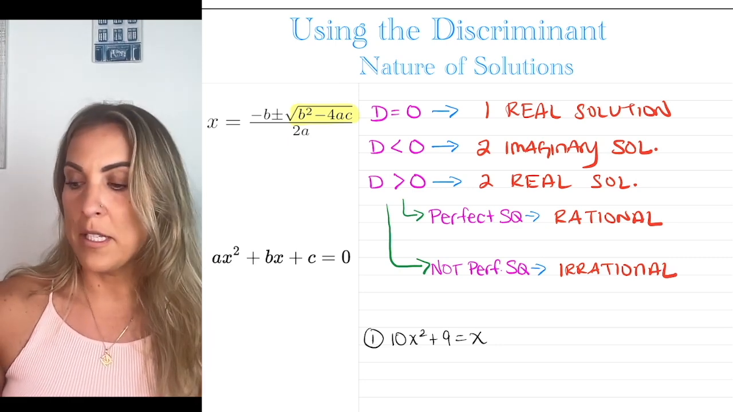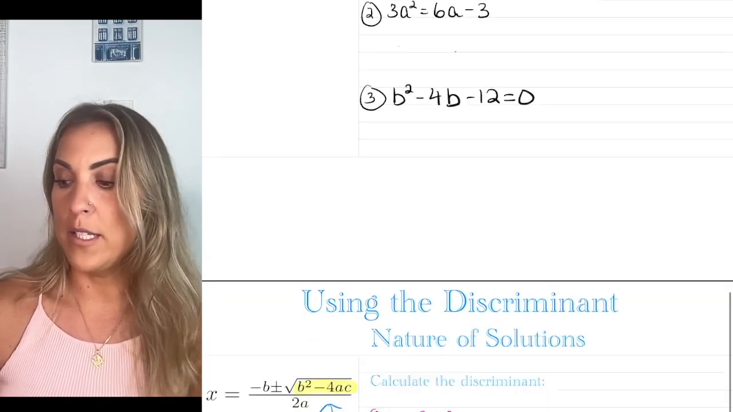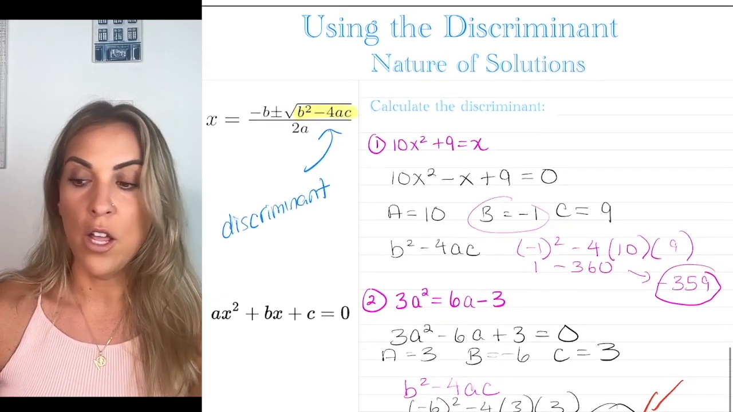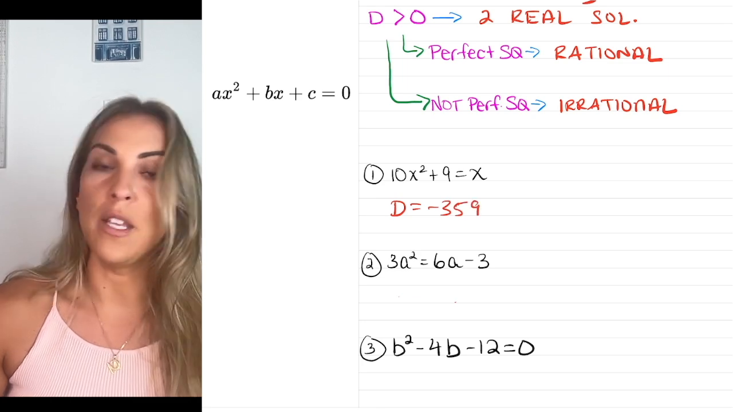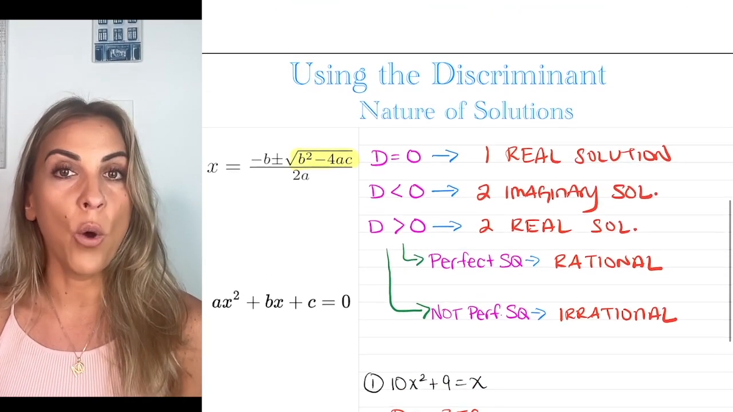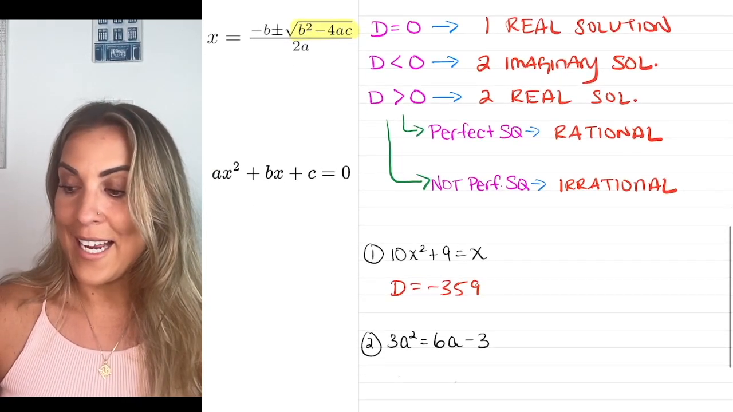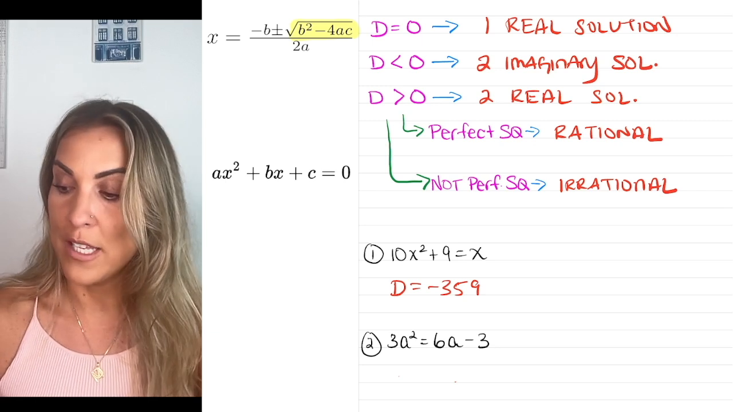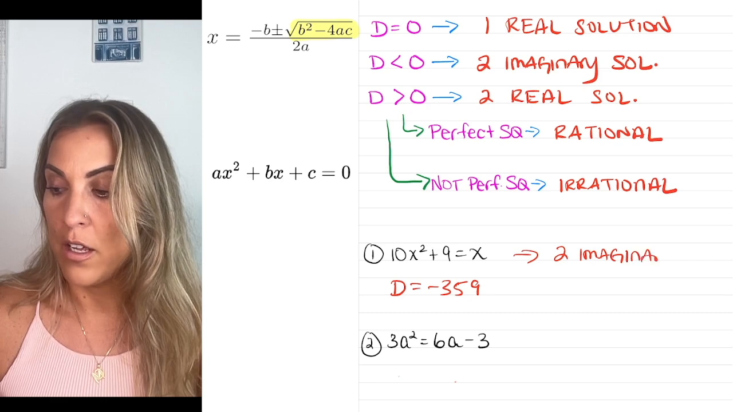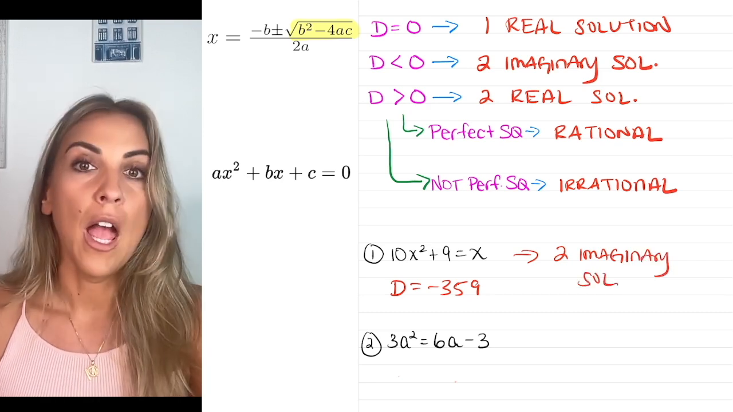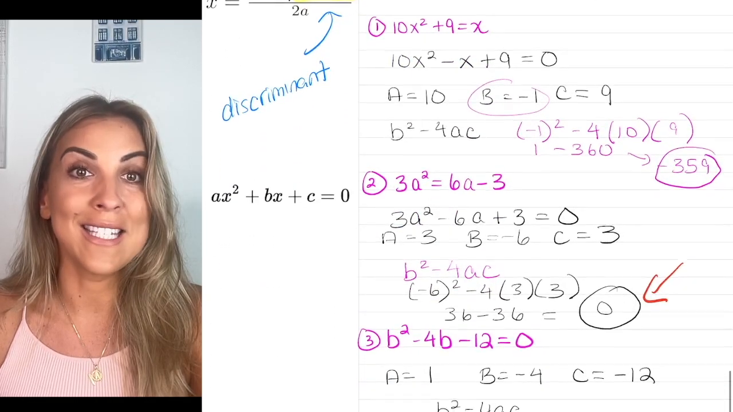Let's use it to determine some things about these examples below. So number 1, given that quadratic, we did the work down below. So when we did the work for it here, we found that the discriminant here was -359. So now if we look at our key up above, knowing that the discriminant was a negative number, what we know about this quadratic is that it's not going to have any real solutions. This is going to have 2 imaginary solutions.